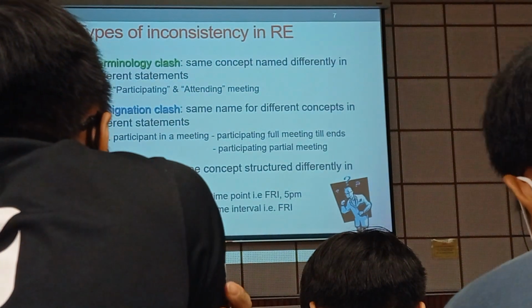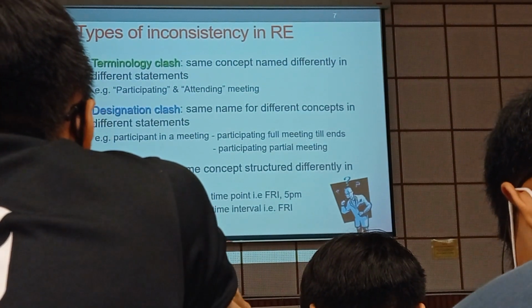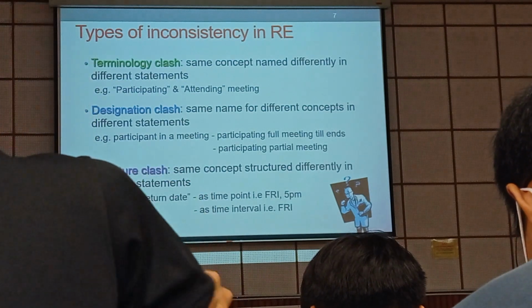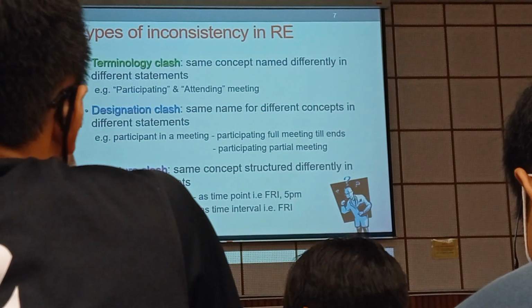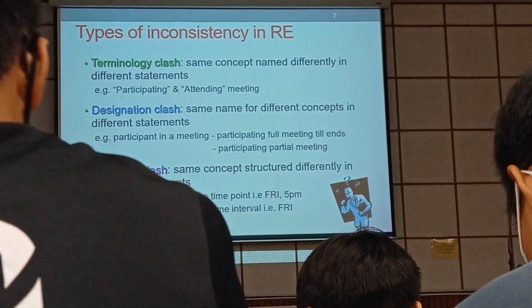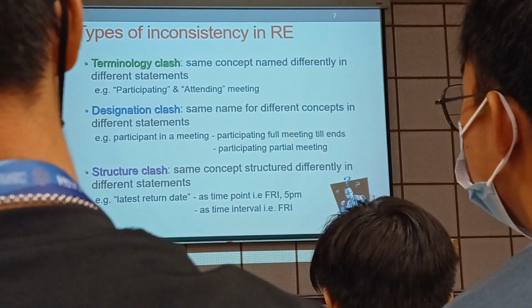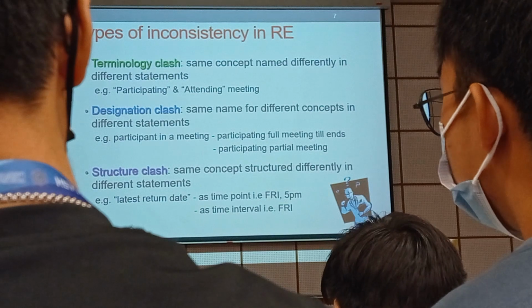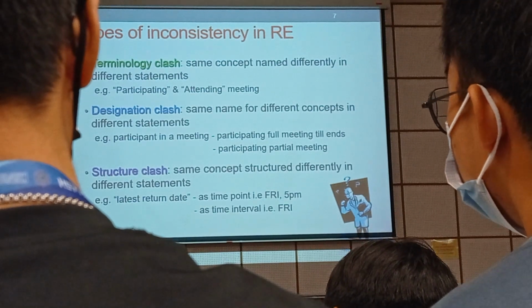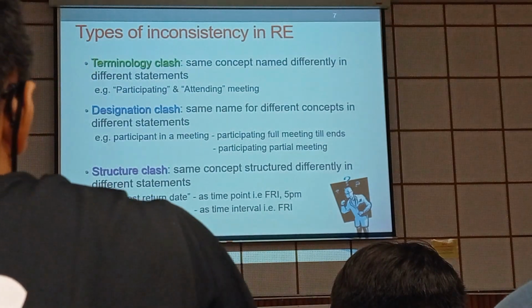Okay, what is destination clash? Opposite. You have only one term but two concepts. One term, two concepts. Let's say when you say participant, they are only participating. They are not the winners. But somewhere in the document, for the winners you also use the word participant. So participant, winners. Two different concepts.